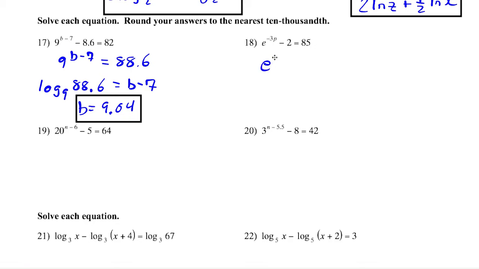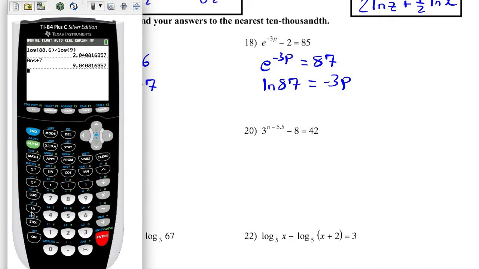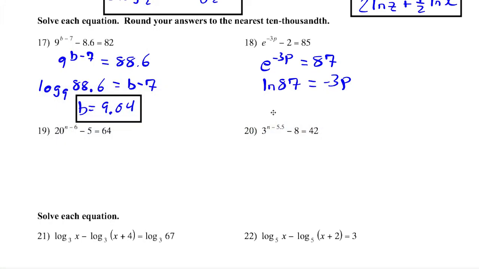Next up, we have e to the negative 3p is equal to 87 because we add 2 to both sides. This is log base e, but what we're going to do, and I'll write this out, we do natural log of 87 because log base e is natural log. And we're going to take that and divide that by negative 3. So we get natural log of 87. Divide that answer by negative 3. And we get negative 1.49. So p is equal to negative 1.49.